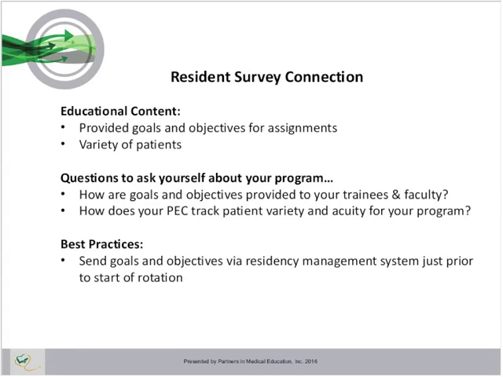Best practice here is to send goals and objectives via your residency management system just prior to the start of a rotation. And also to set up tracking and trending for patient acuity and variety for the APE. You're going to notice a trend that a lot of these things should be asked about in your annual program evaluation. That is the time that you can get some understanding of how your residents and fellows are feeling about these areas, and then you will have some opportunity for dialogue before they fill out the resident survey the following spring.